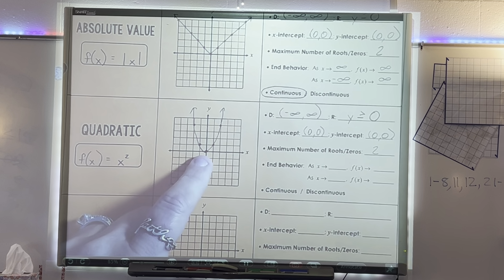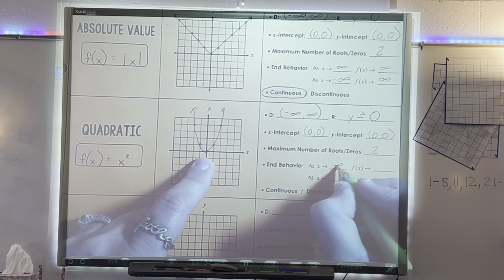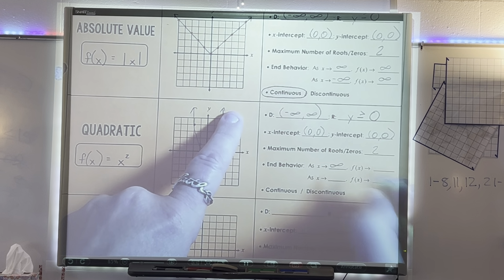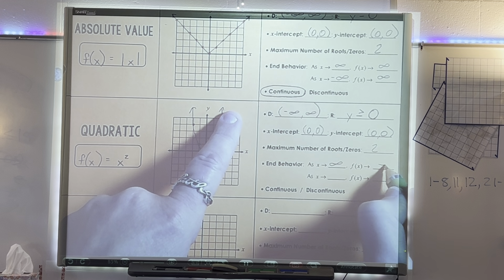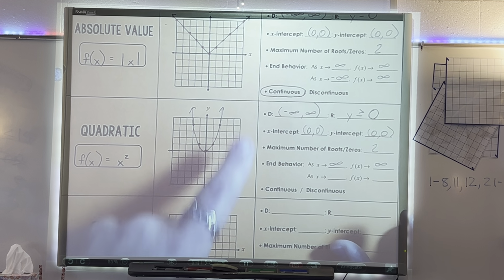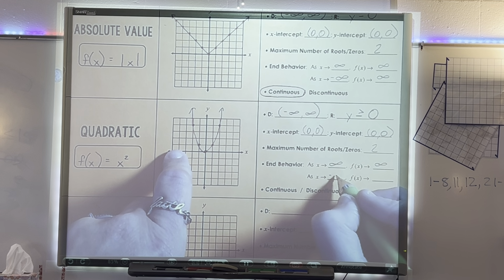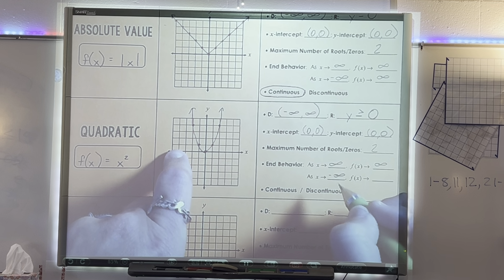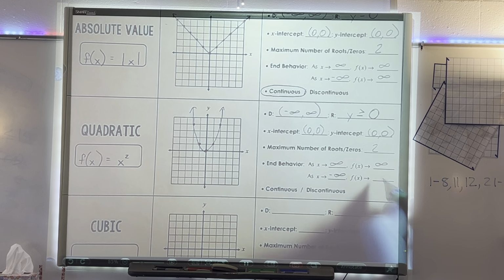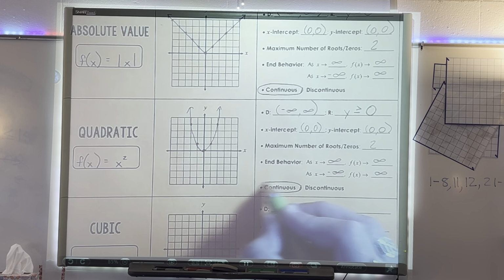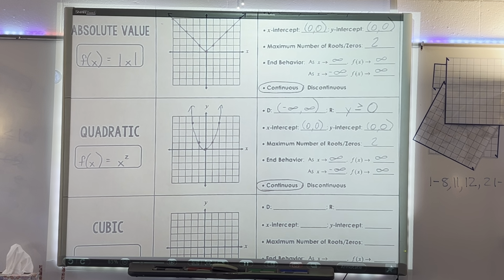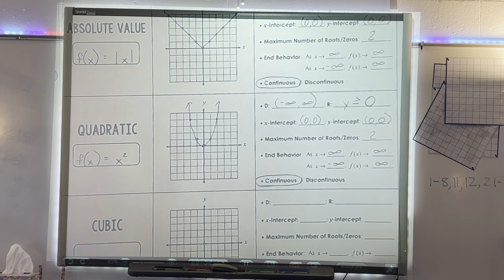All right, so my end behavior, as x approaches infinity, as I go to the right, f of x is going up, so I'm going to positive infinity. On the left side of my graph, x is going towards negative infinity, or to the left. F of x is going up, which will be positive infinity. This is also a continuous graph. There's nothing that's causing me any issues there. We all right with that? Yes? Okay.